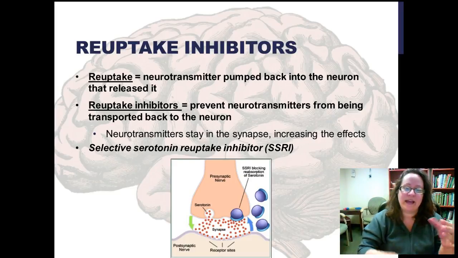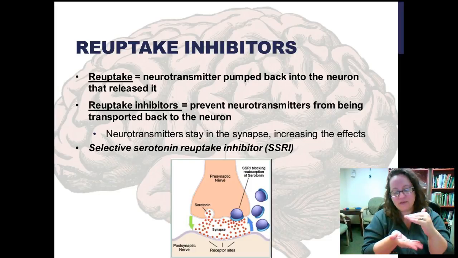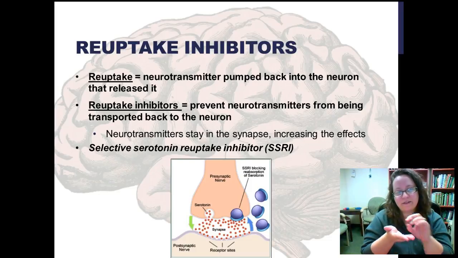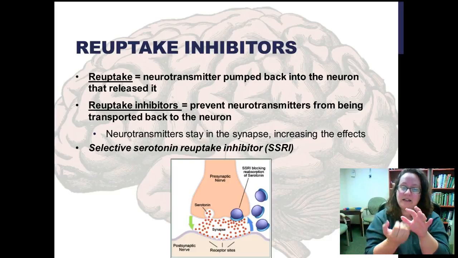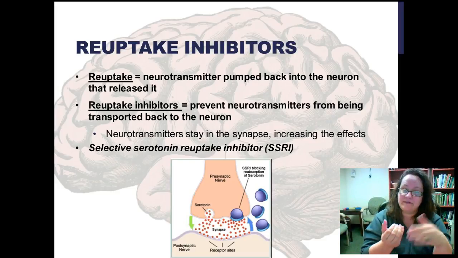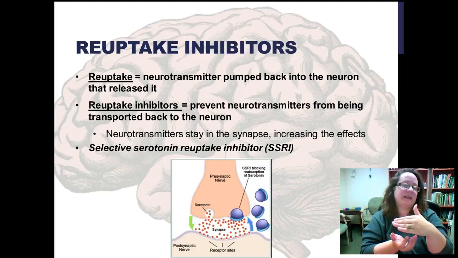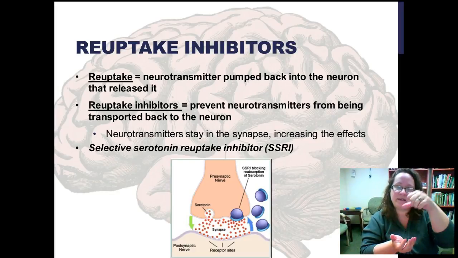So what these do, when we have reuptake, we've got the two neurons who are very, very close together. They've got a synapse between them. The presynaptic neuron has released these neurotransmitters, and they're in the synapse. The postsynaptic neuron is bringing them in like a lock and key. So they're bringing in and reading those neurotransmitters to have an action occur. Well, reuptake is what happens with the presynaptic neuron. It will take back those neurotransmitters that it released into the synapse.